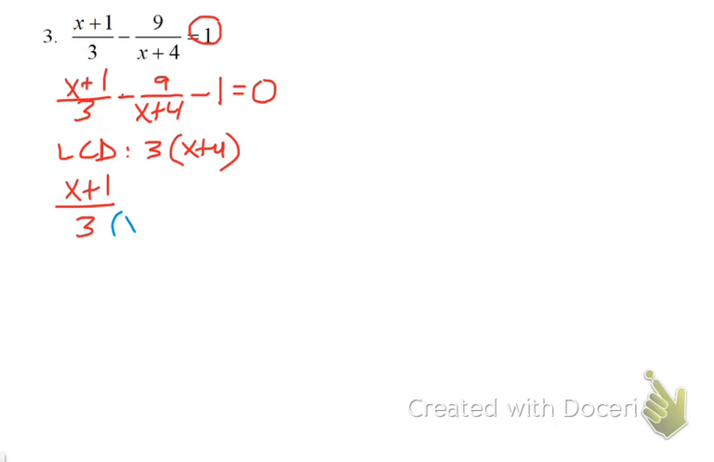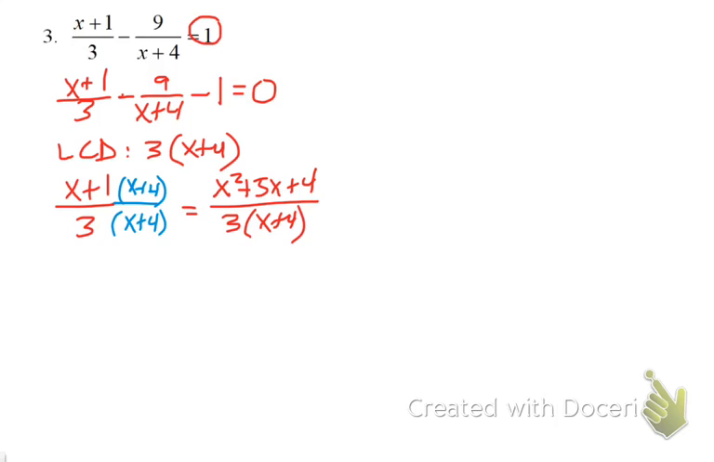x plus 4, top and bottom. And when we do that, we're going to actually FOIL our numerator and get x squared plus 5x plus 4, but we keep the denominator factored, remember, 3 times x plus 4.